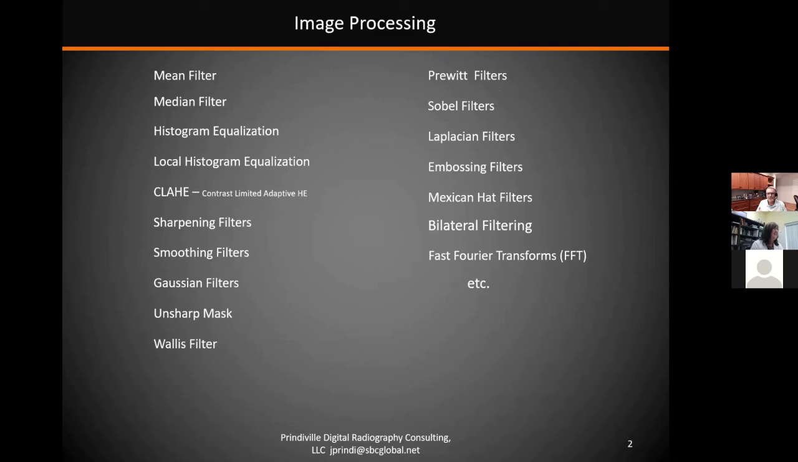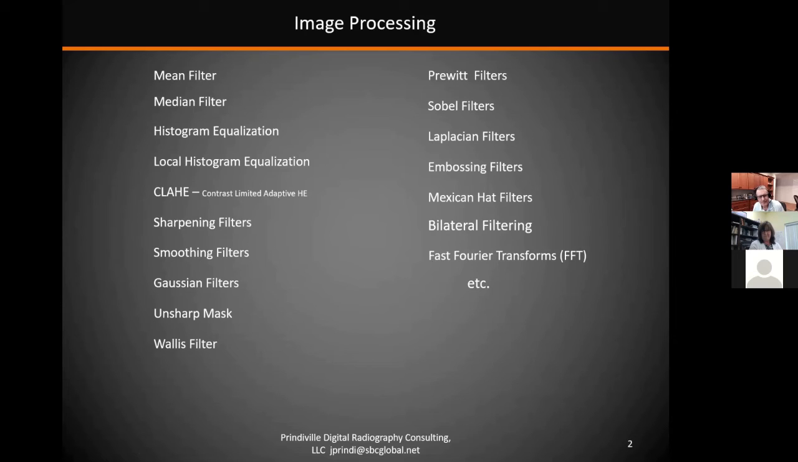Something called histogram equalization, local histogram equalization, contrast limited adaptive histogram equalization, sharpening filters, smoothing filters, Gaussian filters, unsharp masks, Wallis filters. We go down the list: Prewitt filters, Sobels, Laplacians, Mexican hat, bilateral filters. Then there's a whole thing that goes into fast Fourier transforms, wavelet transforms. It's almost endless, but there is some good literature out there. I'll quote a couple of them as we go through this.